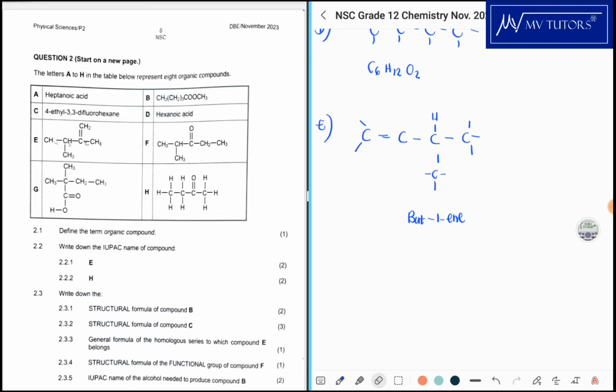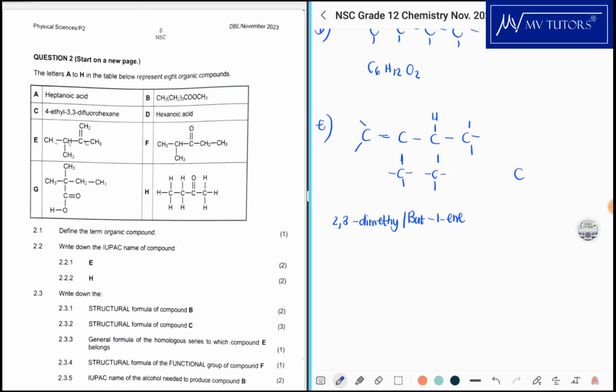And just to make sure that I drew it correctly, actually this methyl group that I put there, let's just see, first carbon, second carbon. Second carbon, third carbon. So we have a 2,3. Yeah, I shouldn't be doubting myself. 2,3-dimethylbut-1-ene. Okay, so E, I think we're sorted there.